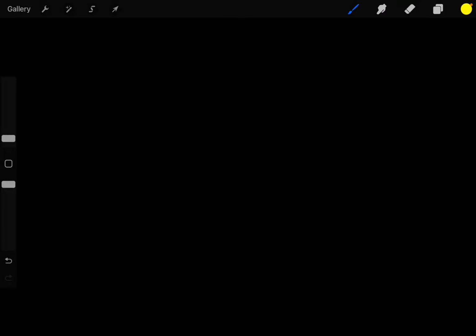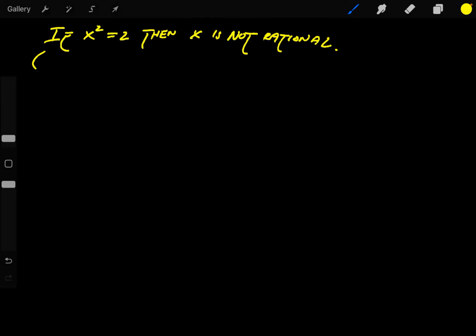Okay, so we're going to start off. We're going to say if x squared equals 2, then x is not rational. Proof. So what we do here is a proof by contradiction. We're going to assume x is rational. And we need to have a good definition of rational in our minds.